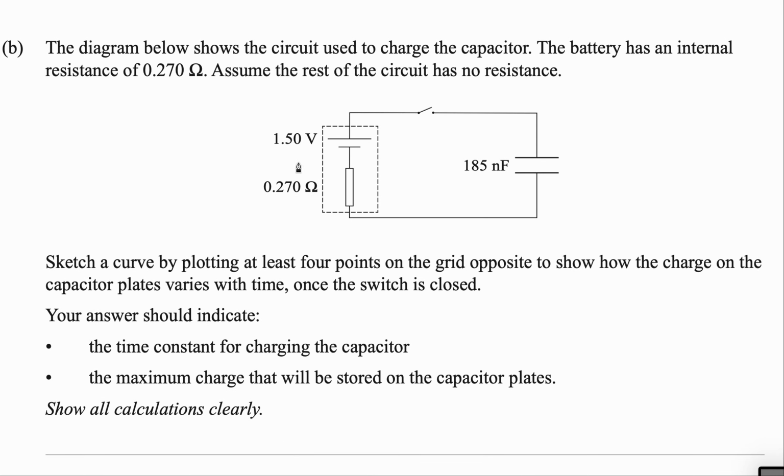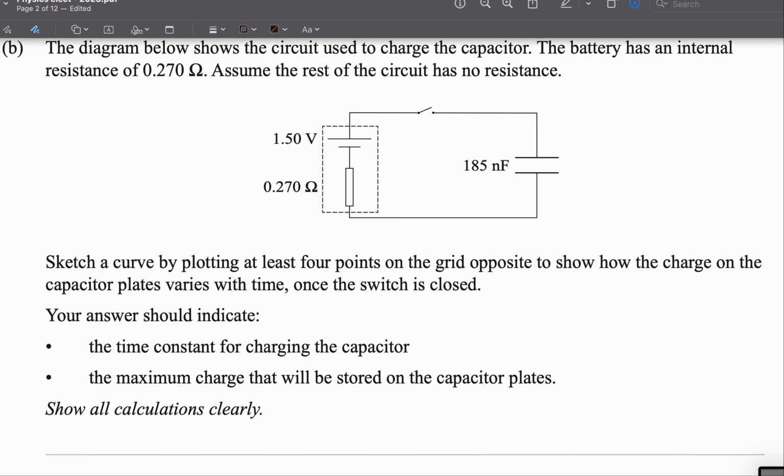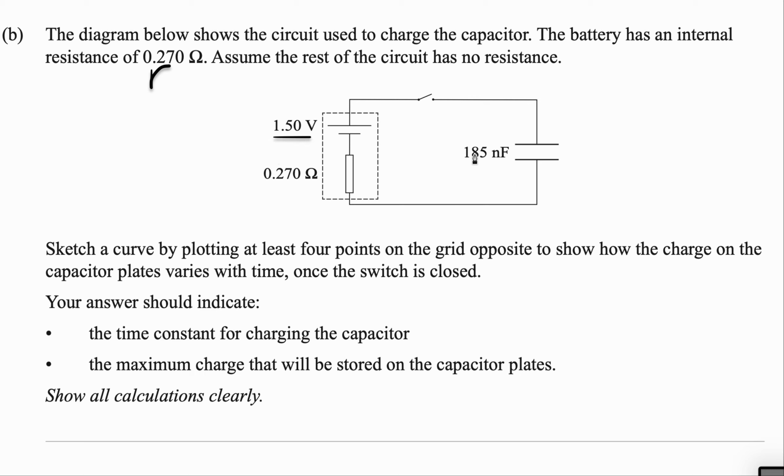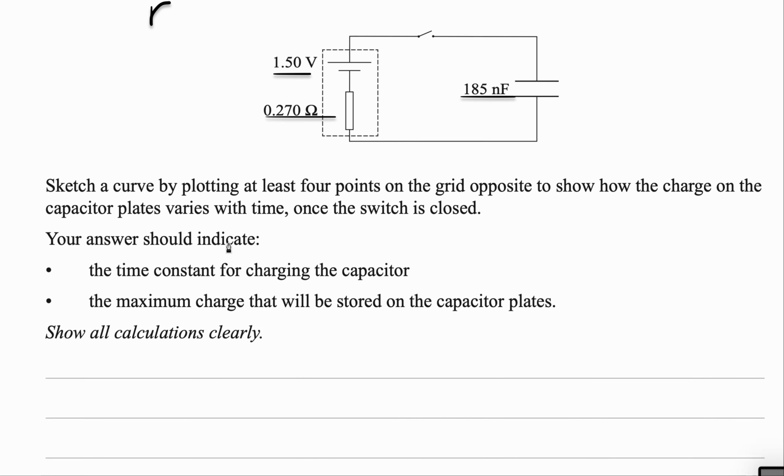Okay. The diagram below shows the circuit used to charge the capacitor. The battery has an internal resistance of 0.27 ohms. Label it R for resistance. Assume the rest of the circuit has no resistance. So again, they're showing us the capacitance, the voltage and our resistance there.